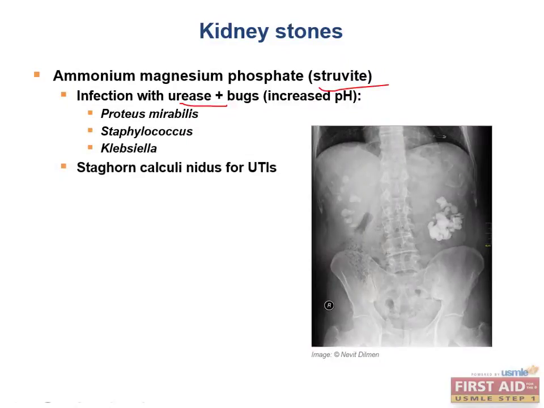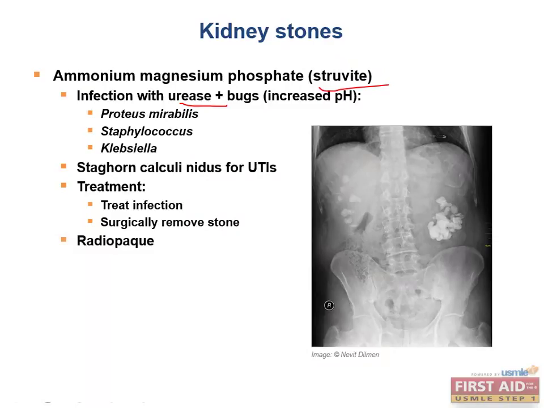Now these staghorn calculi are massive and they can form a nidus for urinary tract infections. Treatment includes antibiotics for treating the infection and getting rid of those bacteria, and surgically removing those stones because there's no way to urinate that out. And as seen here on X-ray, they are radio-opaque.